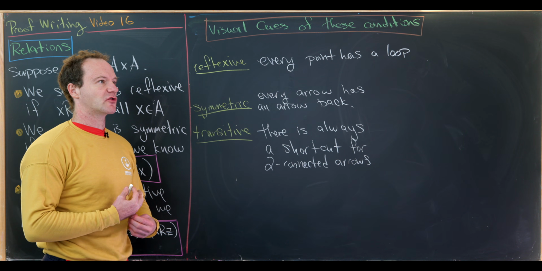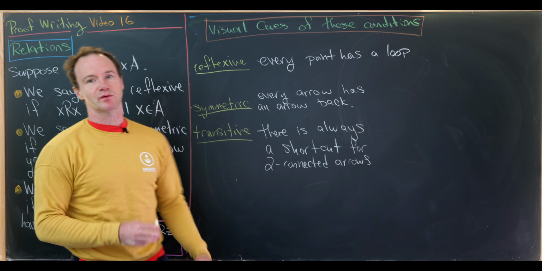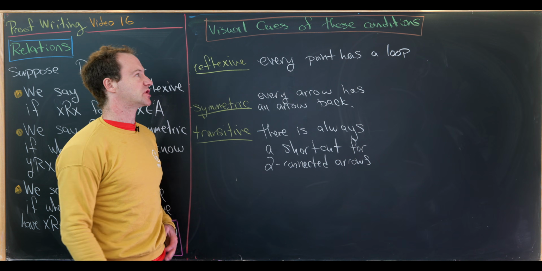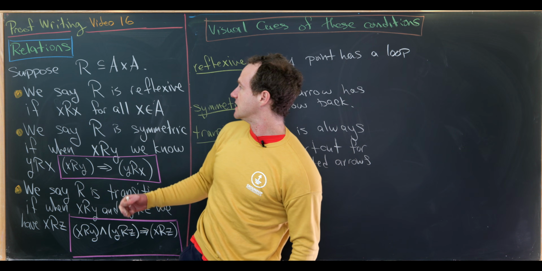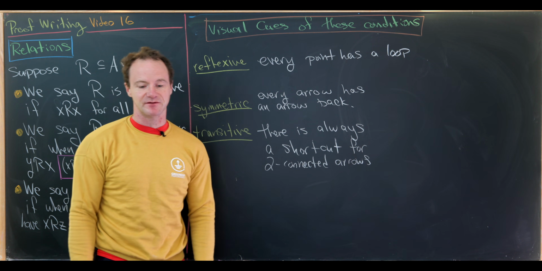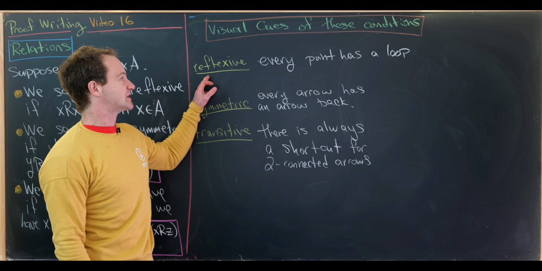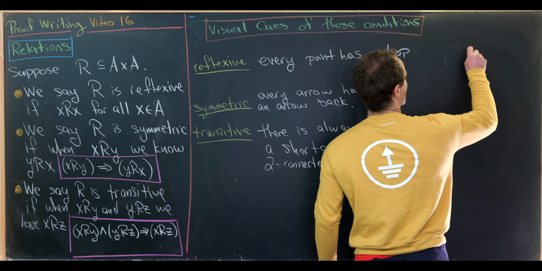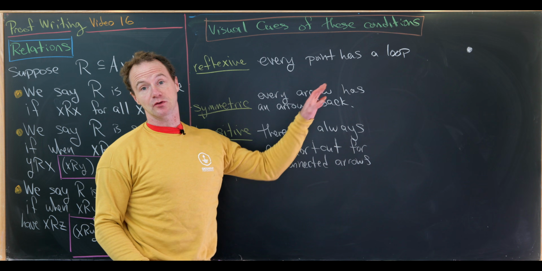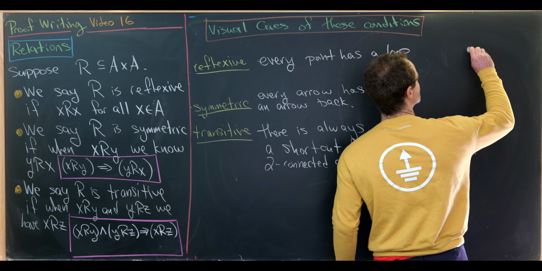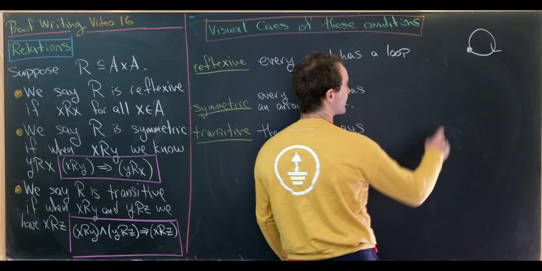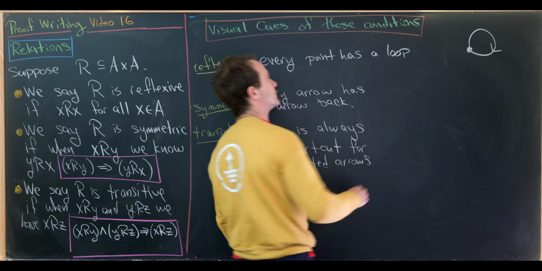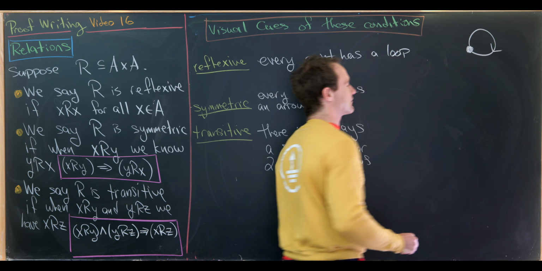So separately, we talked about graph visualizations of relations, and we also talked about these properties. Now I'd like to put those together to show some visual cues that a relation is reflexive, symmetric, or transitive given its graph. So it's reflexive if every point has a loop. So if you look at your graph of your relation, then you look at a point and that point should have a loop kind of around it. So where the terminal point and the initial point of that arrow is that point. Okay, so that's a hallmark of reflexivity: every point has a loop.